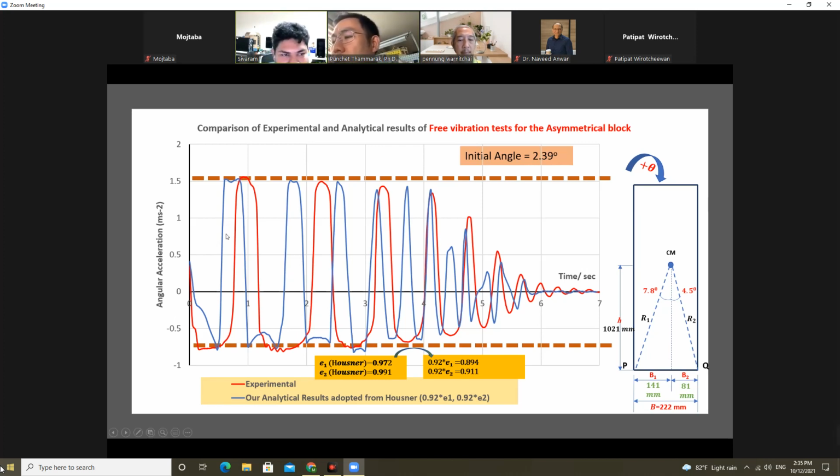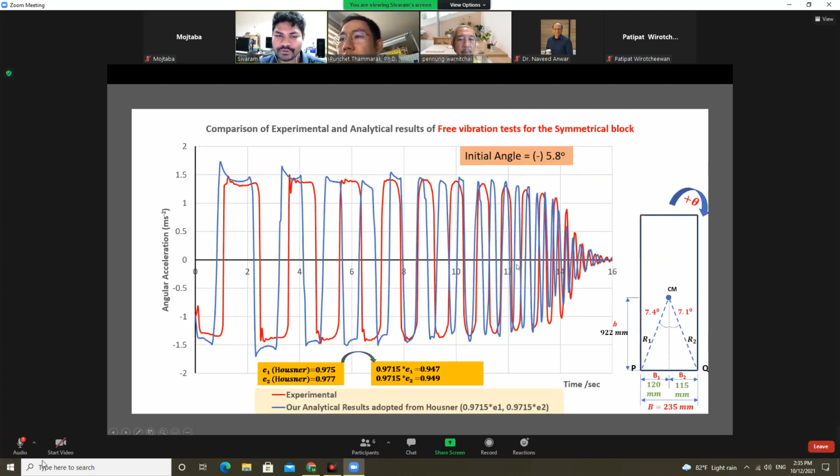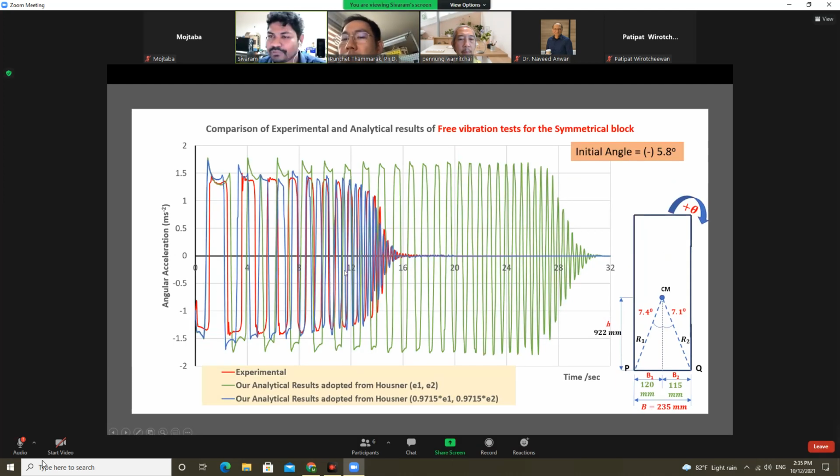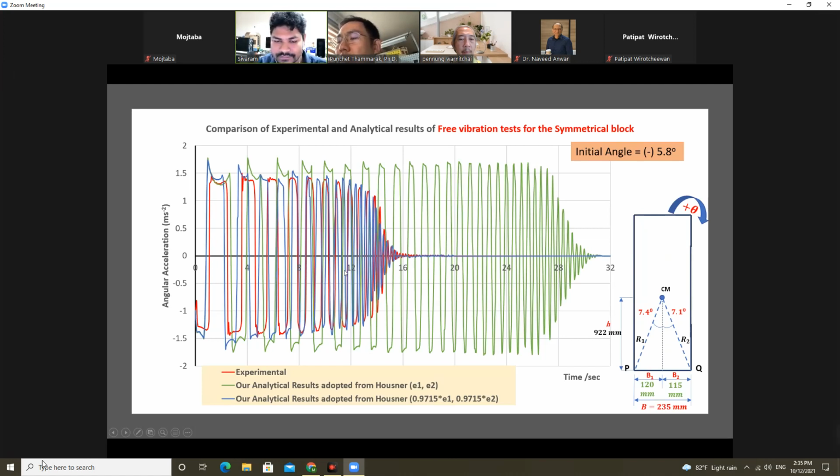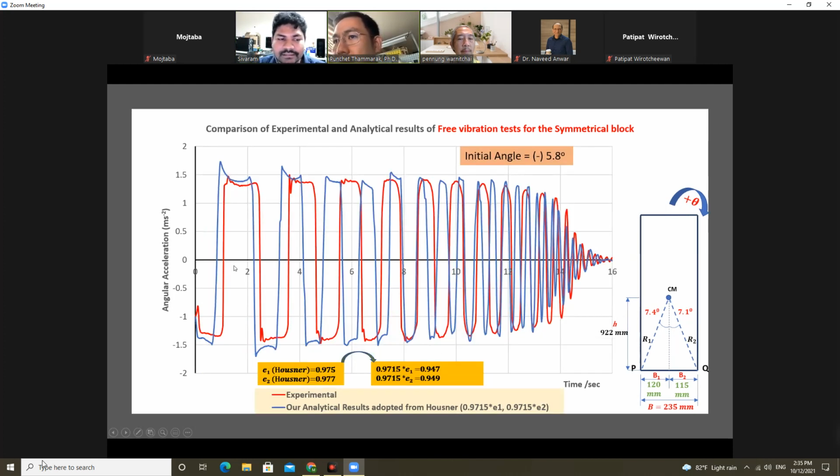Yes, we tried to match, sir, but we couldn't because, as I said earlier, Hausner's coefficient affects much when comparing our time history results. Here we can see the time history for Hausner's energy loss, E1 and E2, the green signal is coming like that. It is rocking nearly up to 30 seconds. But when we reduce Hausner's coefficient, if we increase the energy loss, it will match. This is the maximum match we can obtain.